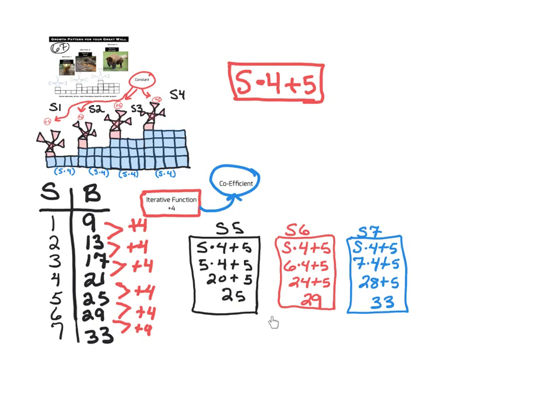So I've tested it 1, 2, 3 times, and that means I know that this formula will work for each and every section number that I want to solve for. That is all you need to do for this part of the problem.